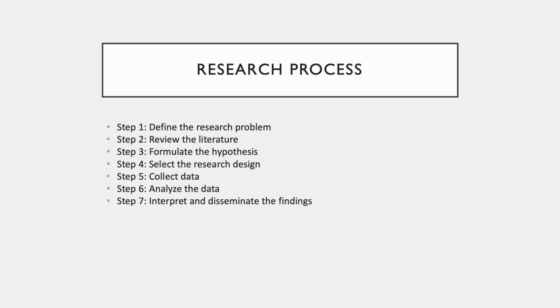The research process has essentially 7 steps, and some people use different terminology for the same thing, but these are the essential 7 steps. First, you define the research problem. Then you review the literature. You formulate the hypothesis. You select the research design. You collect data. You analyze the data. And you interpret and disseminate findings.